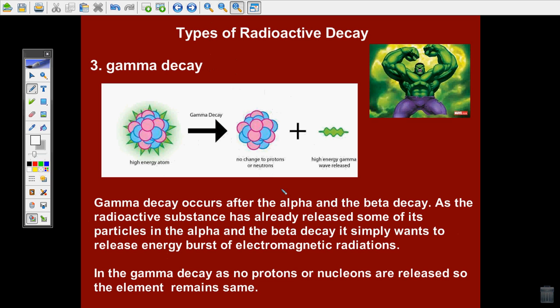Gamma decay. With gamma decay, you get a high energy atom, which has already undergone either alpha or beta decay, and has released those particles, but then it also wants to release some high energy waves. In the gamma decay, there's no protons or nucleons released, so the element remains the same. But you give off these really high energy waves, and that is how the Incredible Hulk came to be. He was exposed to high radiation. The symbol for gamma decay is a funny looking Y.